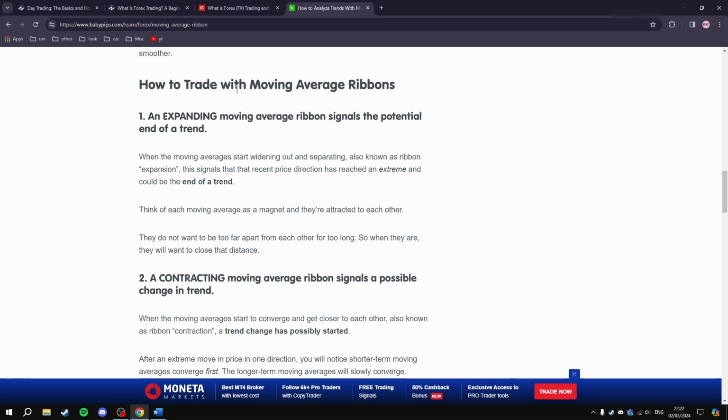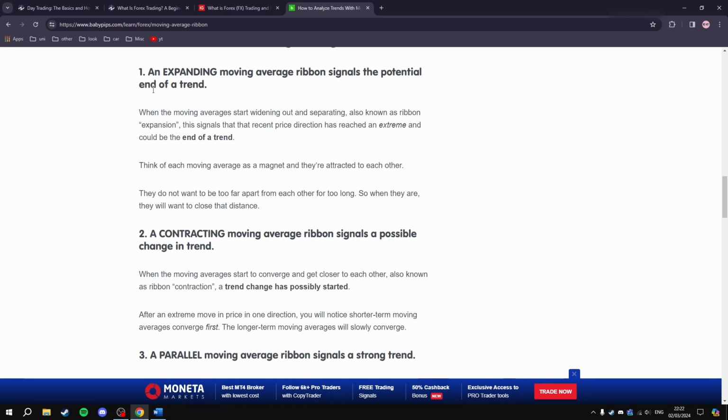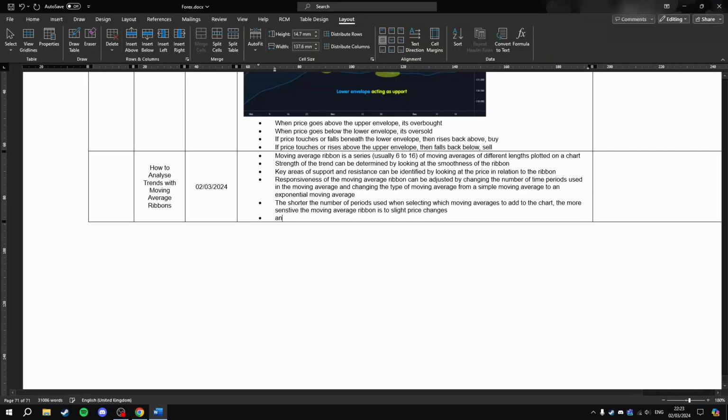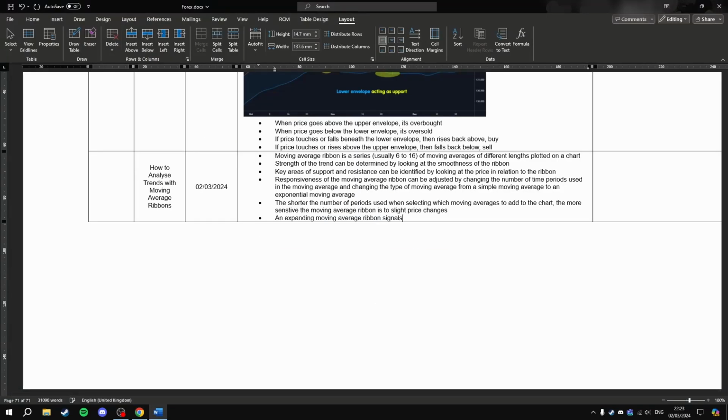How to trade with moving average ribbons. An expanding moving average ribbon signals the potential end of a trend.